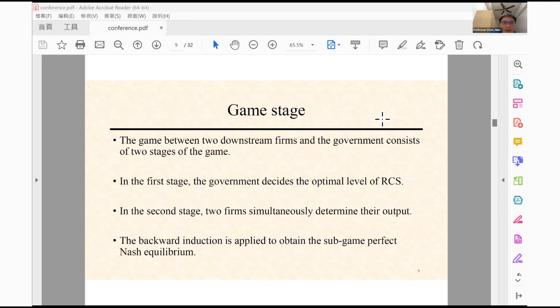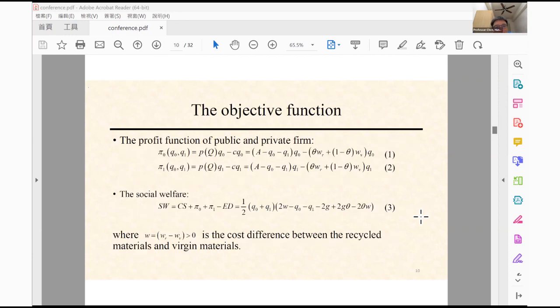Game stage. The game between two downstream firms and the government consists of three stages. In the first stage, the government decides the optimum level of RCS, and in the second stage, two firms simultaneously determine their input. Actually, in the first stage, the government decides whether to privatize or not. Sorry. Here is the objective function. The profit of the two firms and the social welfare is in equation 3.